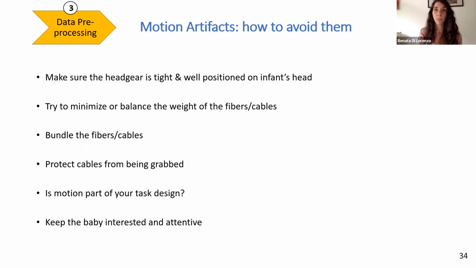For instance, I had a paradigm where the infant was wearing cables only on the right hemisphere, so I didn't put them hanging this way, otherwise the decoupling will be super easy. So you need to find the right balance. You can bundle the fibers and the cables to ensure the stability of the cables. You can protect the cables from being grabbed. This doesn't happen, I guess, with adults, but with babies it is such an easy movement, and it is always good to think about this.